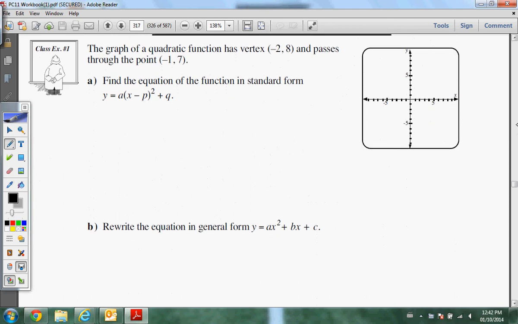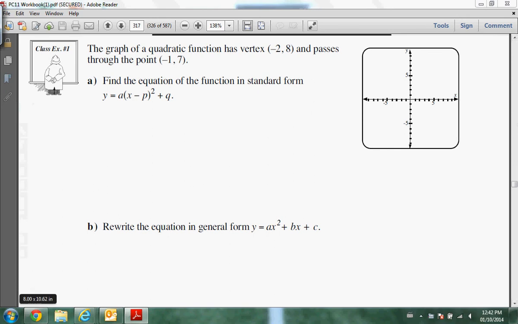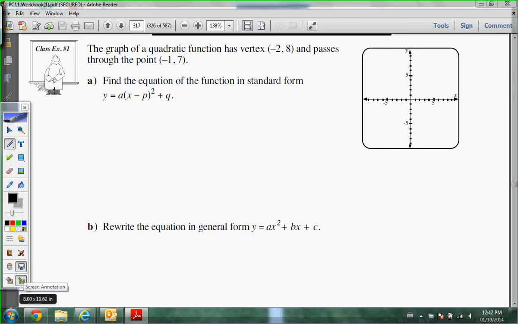The graph of the quadratic function has a vertex of (-2, 8) and passes through the point (-1, 7). Find the equation of the function in standard form. So in standard form, this is what we're talking about. When you see this, you need to recognize: okay, there's my P, there's my Q, and there's my X and my Y.